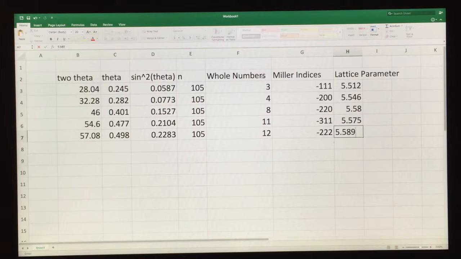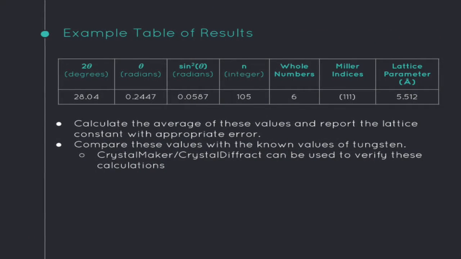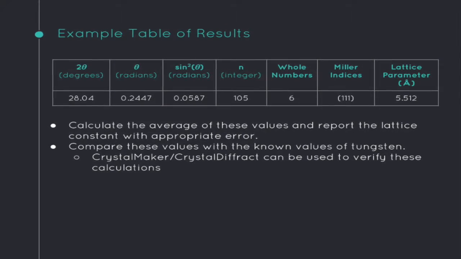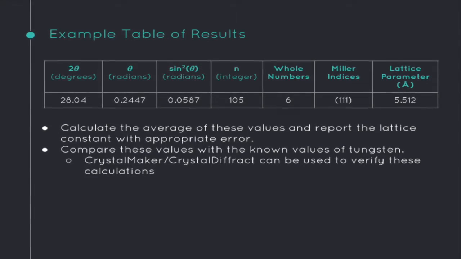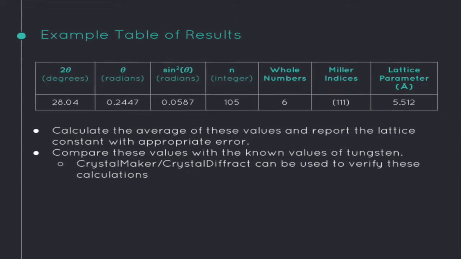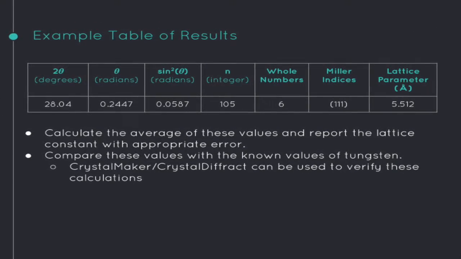In column 6, list out the Miller indices. For column 7, calculate the lattice parameter using equation 3. Make sure that when doing your calculations to have your theta values in radians. Here's an example of what one row would look like once you have followed the previous instructions to create your table. The final 2 steps with this table include averaging all of the values from column 7 to find the lattice constant with the appropriate error. The final step is to compare these values with the known values of tungsten to see how your material compares to tungsten.